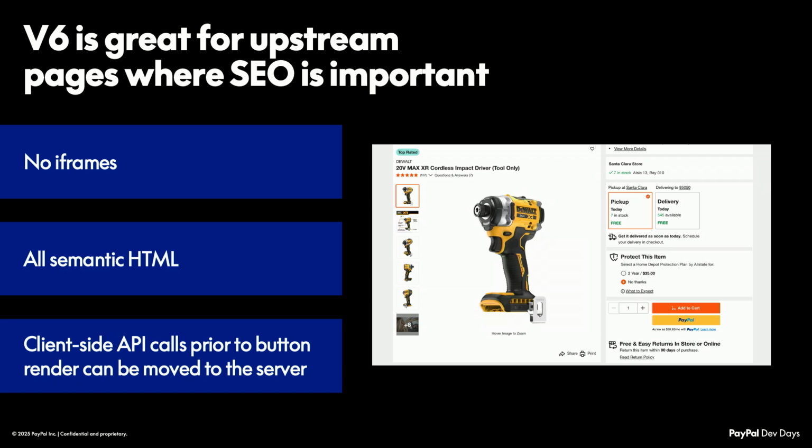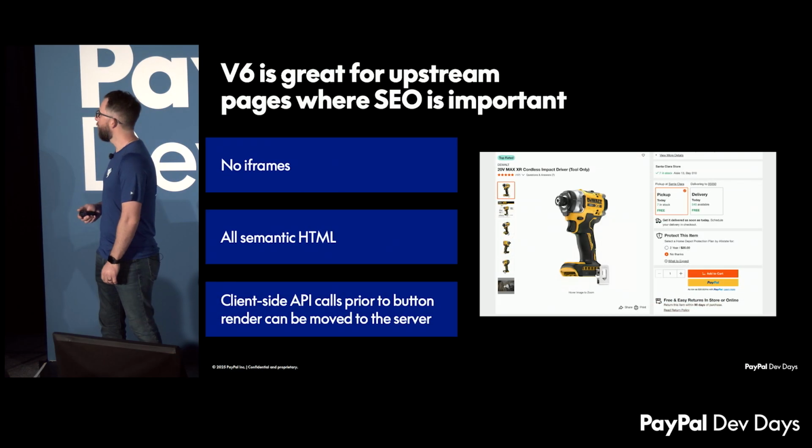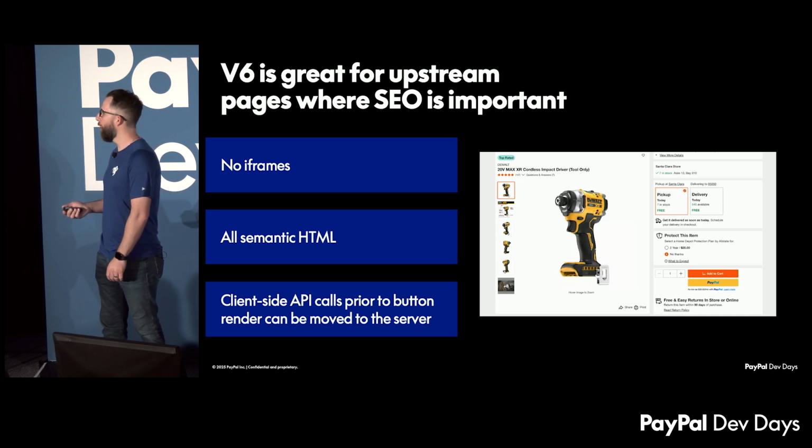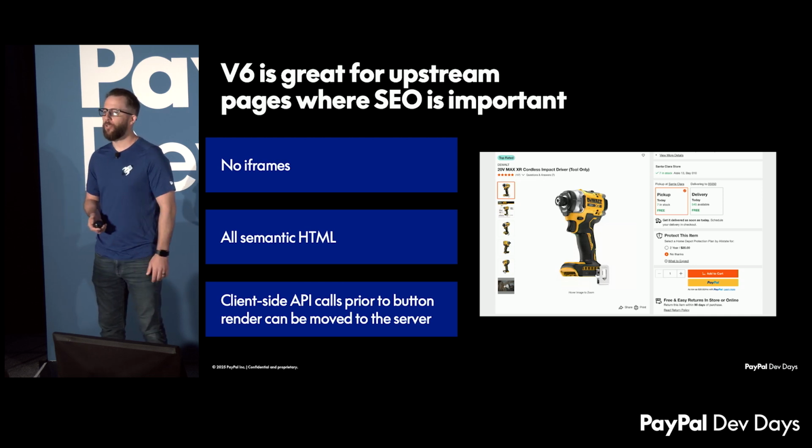So often when we talk about PayPal, Venmo, we're thinking about a checkout experience or a cart experience, but all of the performance benefits and modifications that we've done in V6 make it a really great SDK for upstream presentment. So this P2P page is highly optimized for SEO and performance. Well, now we have an SDK that fits right into that architecture.